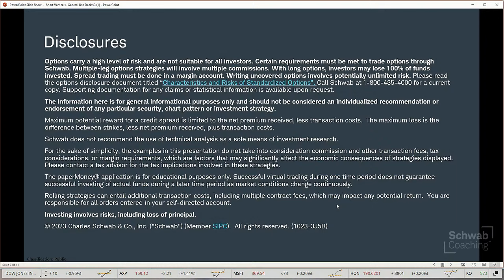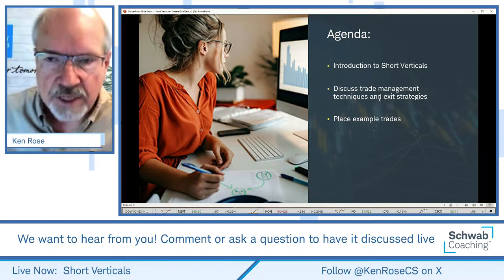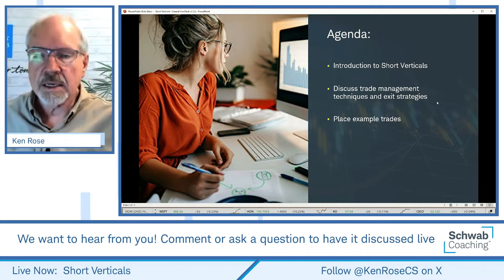We'll discuss the Greeks as they come into play. Do remember that short options can be assigned at any time up to expiration, regardless of the in-the-money amount. An in-the-money option has a higher risk of being assigned early. It's important to keep that in mind because the paper money virtual trading application we use in here will not assign a short position early, which is different from what could occur in a real trading account. Of course, we always want to remember the past performance of any security or strategy does not guarantee future results or success.